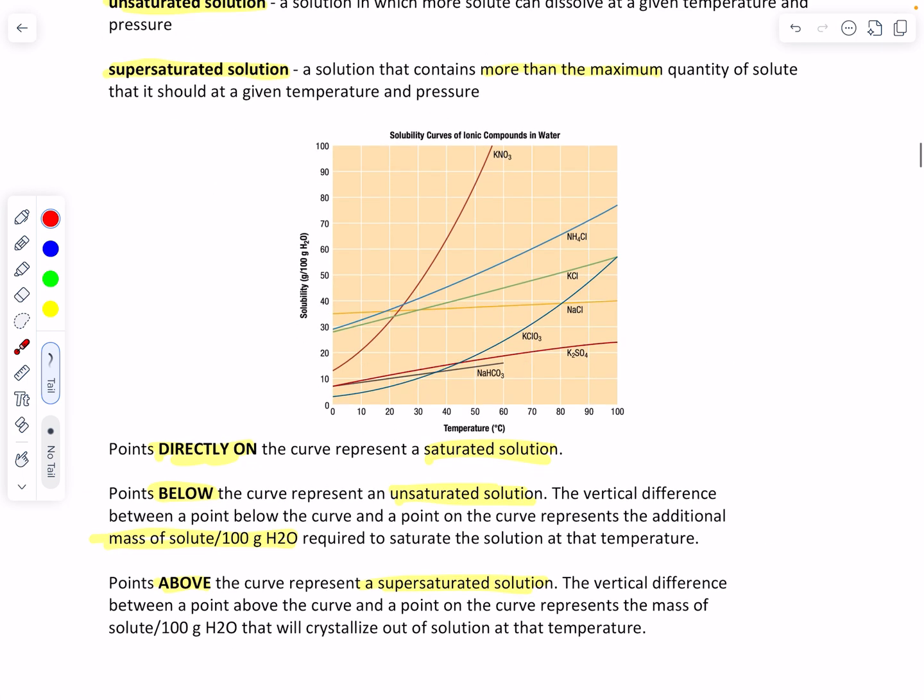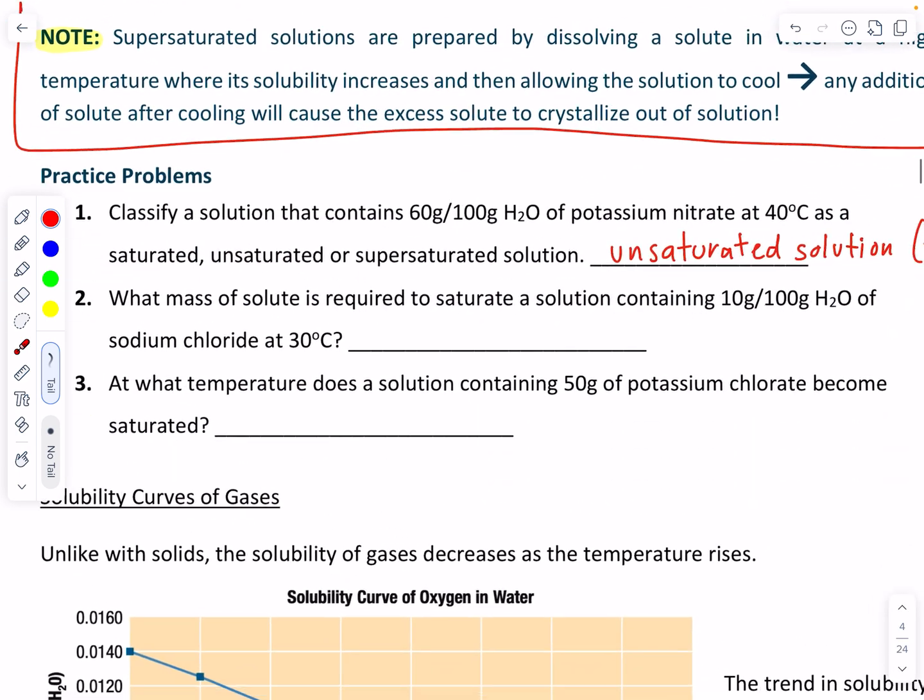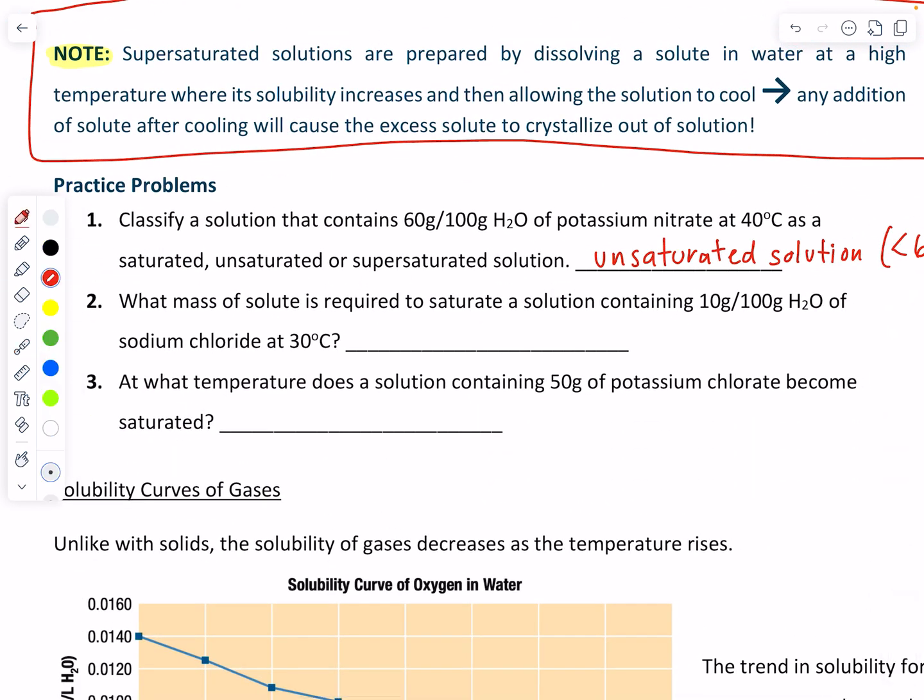If the solution already contains 10 grams, 38 grams minus the 10 grams it already contains, we need to add 28 grams of NaCl in order to saturate a solution.